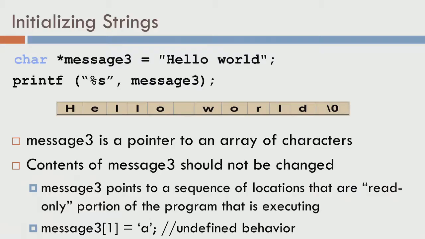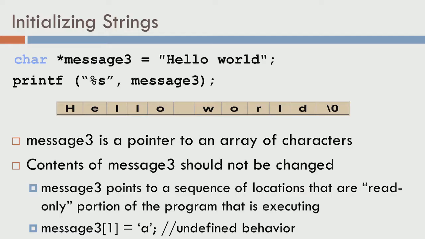There is a portion of the memory for every program which is marked as read only, and this hello world string is put into that read only portion, and message 3 is just a pointer to it. We already saw the notion of pointers. So message 3 is just a pointer to the beginning of this array, which has hello followed by space followed by world followed by \0.